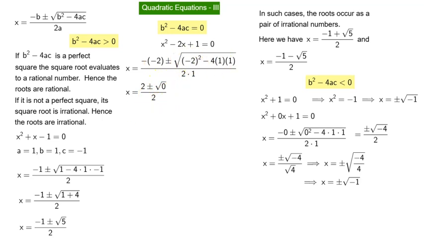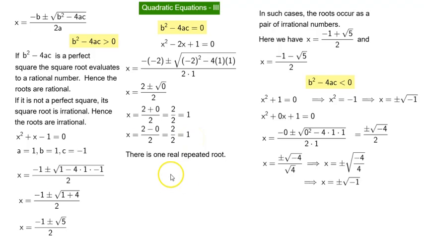So square root of 0 divided by 2. So x is equal to 2 plus 0 by 2, because square root of 0 is 0, which is equal to 2 by 2, which is equal to 1. That is if we take plus. But the minus is also there. So x is equal to 2 minus 0 by 2, which is equal to 2 by 2, which is equal to 1. So here there is one real repeated root. Or we simply say that the root is 1 and has multiplicity 2.